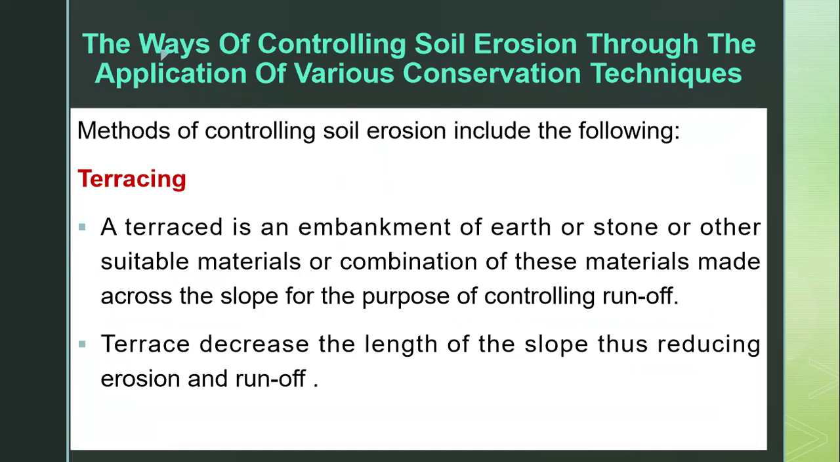The other one is terracing. A terrace is an embankment of earth or stone or other suitable materials, or a combination of these materials, made across the slope for the purpose of controlling the runoff. So the terraces are there to slow down the runoff of running water, to slow down the soil erosion.